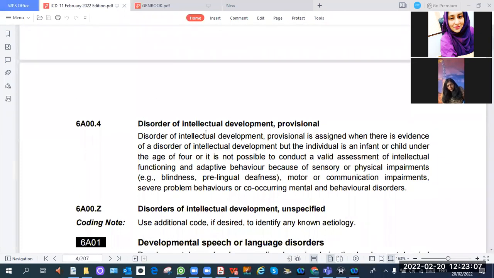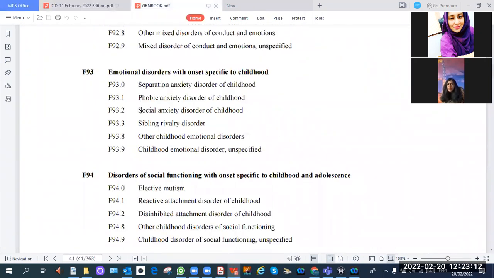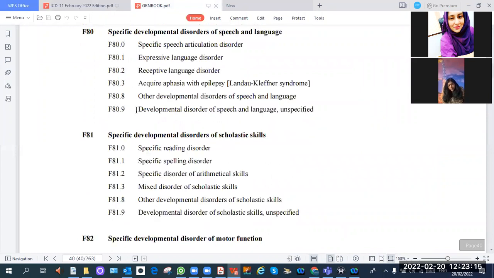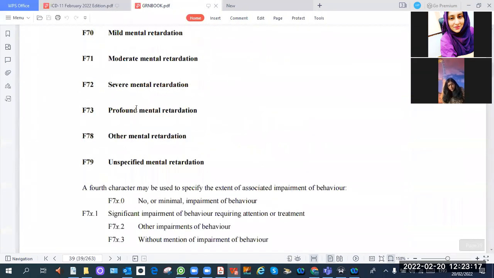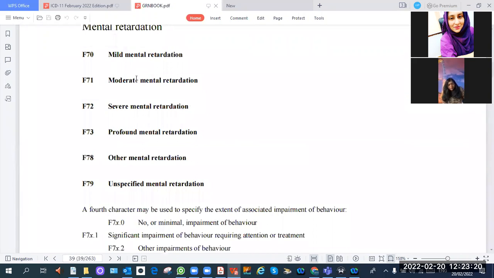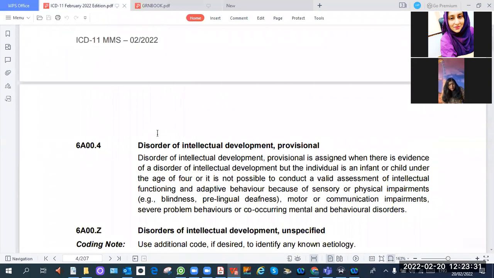Before, in ICD 10, if we go to F70, it was mild mental retardation, moderate mental retardation, severe mental retardation, profound mental retardation. Now here it is something else. It is more kind of disorders of intellectual development. It's not mild intellectual disability, and it's not learning disability. It is DID, provisional, disorders of intellectual development.